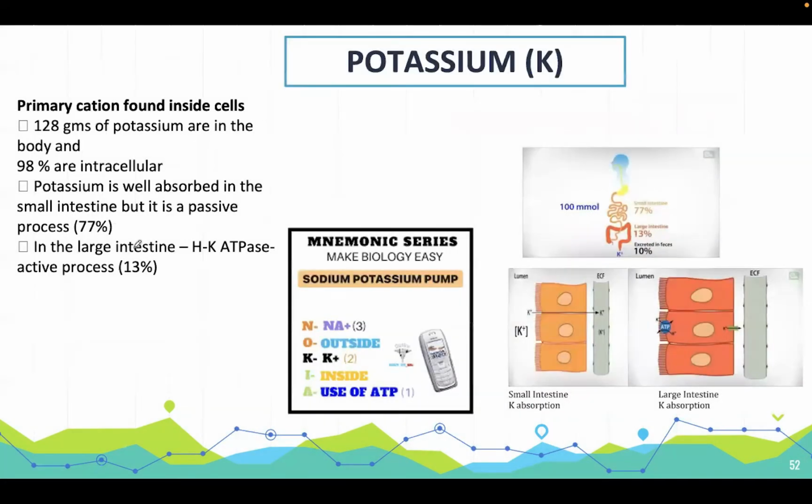So now let us proceed with your potassium. Potassium is the primary cation found inside the cells. Again, potassium, primary cation found inside the cells. We have 128 grams of potassium in the body and yung 98% nasa intracellular.